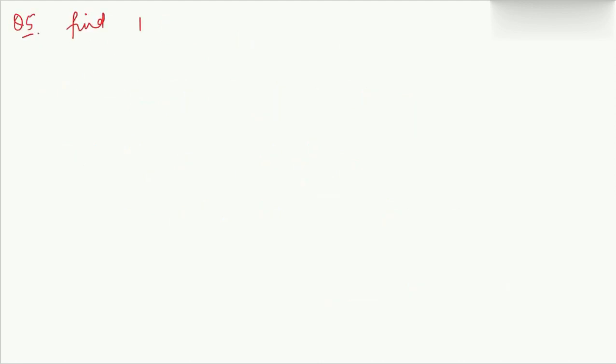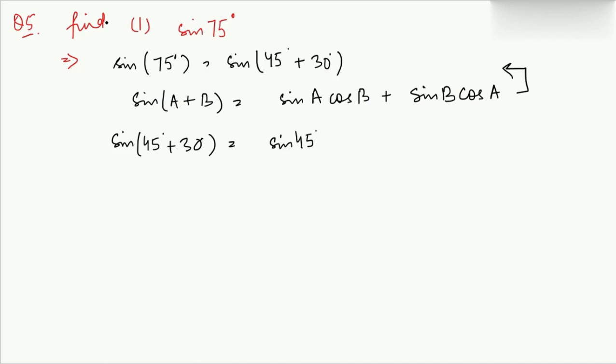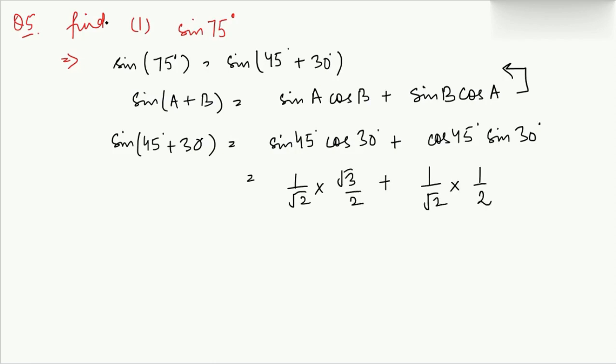Question number 5. We need to find out sin 75 degrees, which can be rewritten as 45 degrees plus 30 degrees. We know the identity of sin (A + B), which is sin A cos B plus sin B cos A. We'll put in the above expression and we'll get this. Sin 45 is known, which is 1 by root 2. Cos 30 is known, which is root 3 by 2. The rest of the values are known. We'll do some computation and get this.